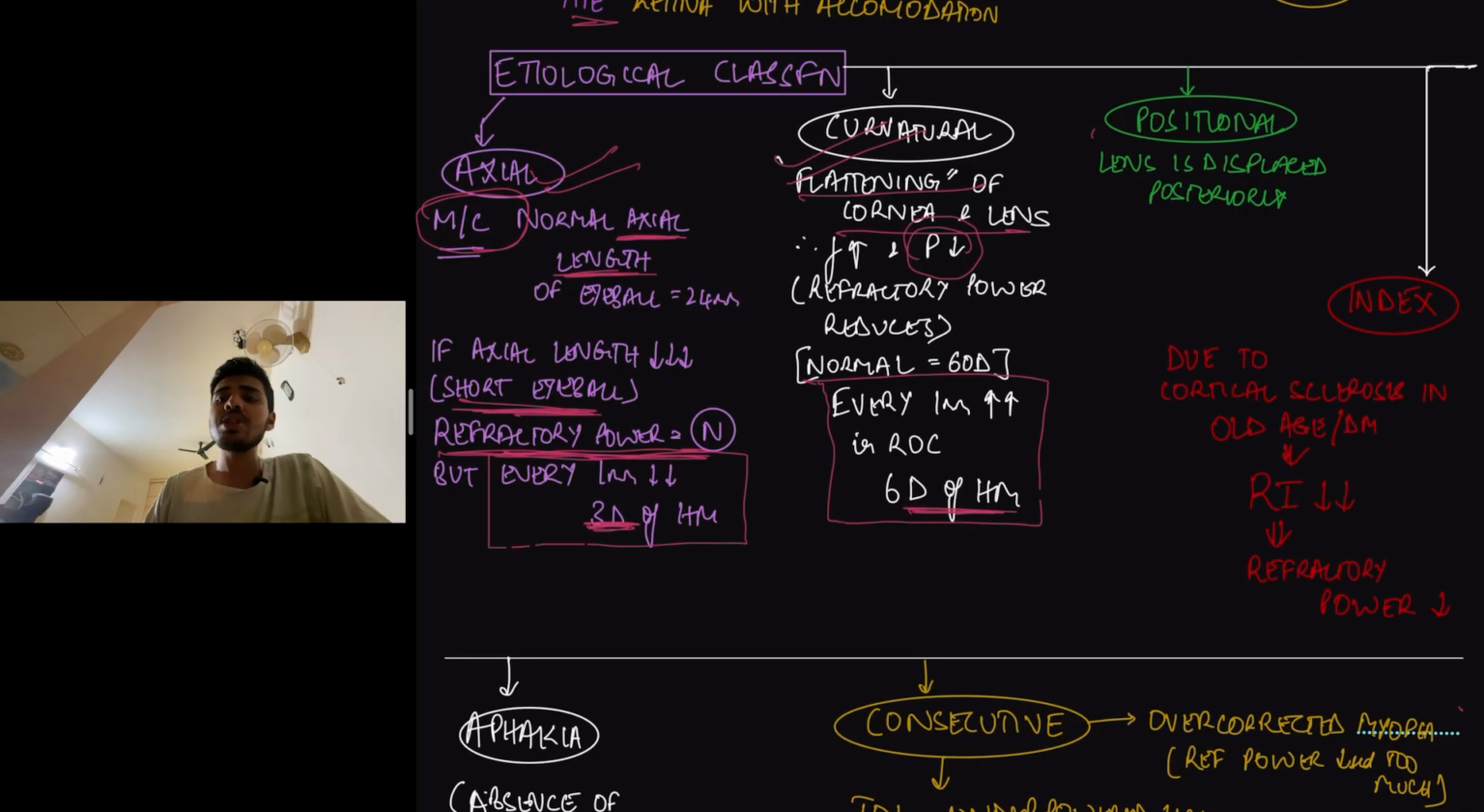Next type is positional hypermetropia. Basically what happens, think about it. Normally the lens is in, let's say, this position, and it is being focused onto the retina. But if the lens gets displaced posteriorly, there's not enough distance between the lens and the retina for it to converge onto the retina. So posterior displacement of the lens can lead to positional hypermetropia.